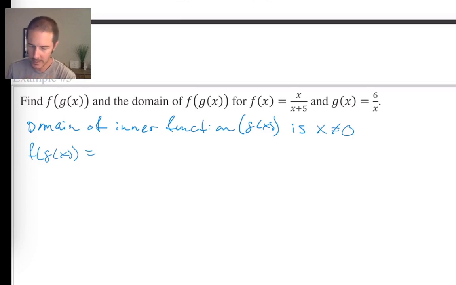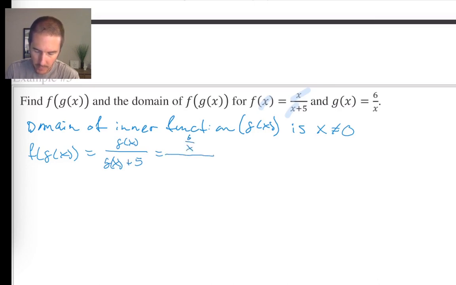We're plugging g into f, which means that these x's in our f function need to be replaced by g of x. So we have g of x over g of x plus 5. Then we can take it one step further and replace our g of x's with what g of x actually is, which is 6 over x. So our numerator becomes its own fraction, and in the denominator we have a fraction plus a number.